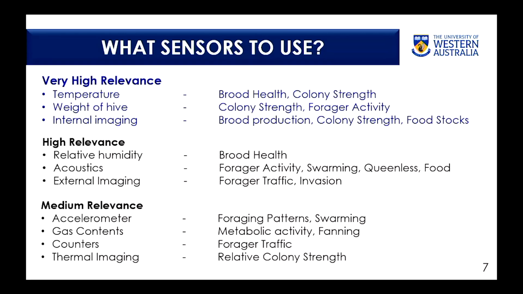And for that, you have to do a thorough study. You have to understand the problem, you have to study the literature, and then you will see, okay, these sensors are very important, these are less important, and so on. So let's take an example of Beehive. We have three categories: very high relevance, where we have temperature, weight, and internal imaging. Then we have high relevance and medium relevance. I will discuss a few during this presentation, but I will start with this one, temperature of a beehive.